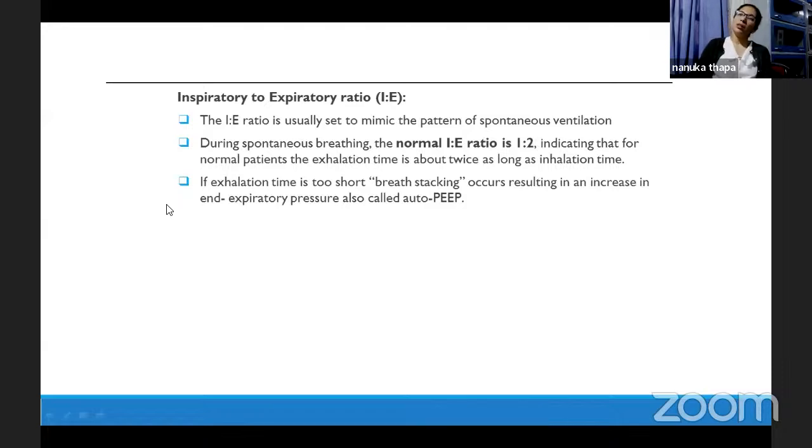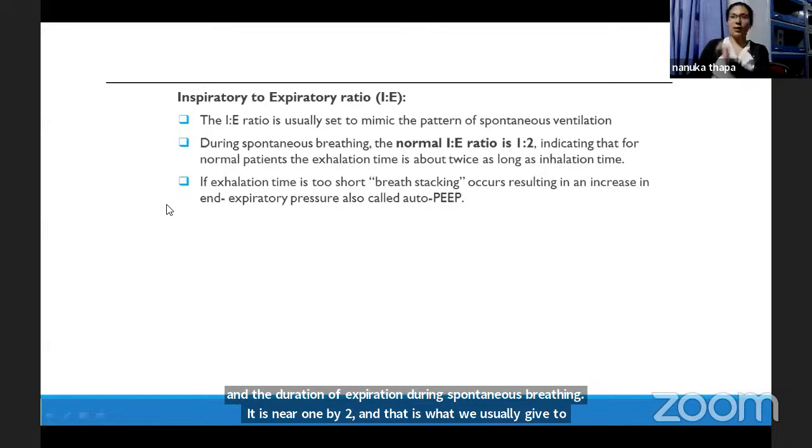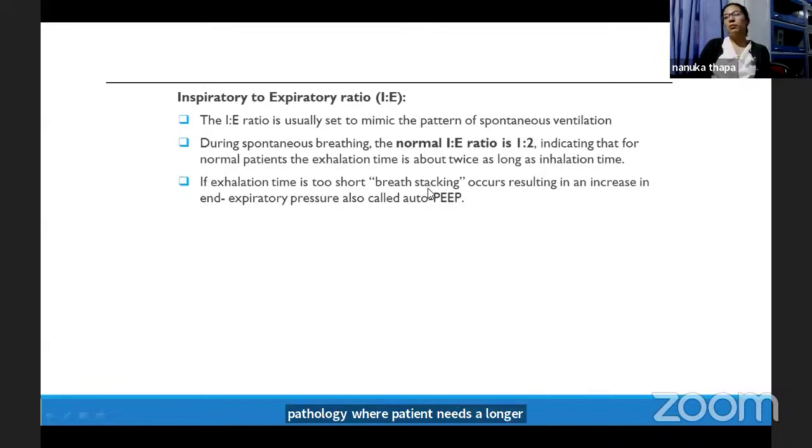a pathology where the patient needs a longer duration for exhalation, something known as breath stacking can take place. It is also known as auto-PEEP. If the exhalation time is too short, the patient is not able to exhale the previous breath. So before complete exhalation, a subsequent breath from the next cycle is given. This leads to breath stacking or auto-PEEP.